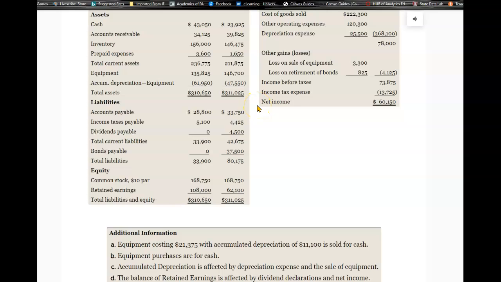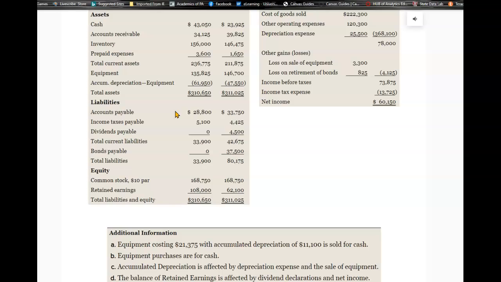Lastly, the last item here is going to be the change in income taxes payable. And here, the income taxes payable went from $4,425 to $5,100. That represents an increase in the income taxes payable. So that's cash that didn't actually leave. And so we would add that number back. So that $675 we would add back to the net income number.